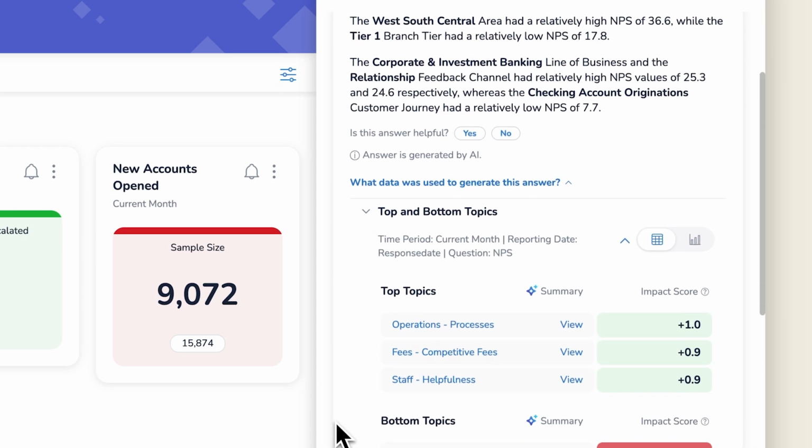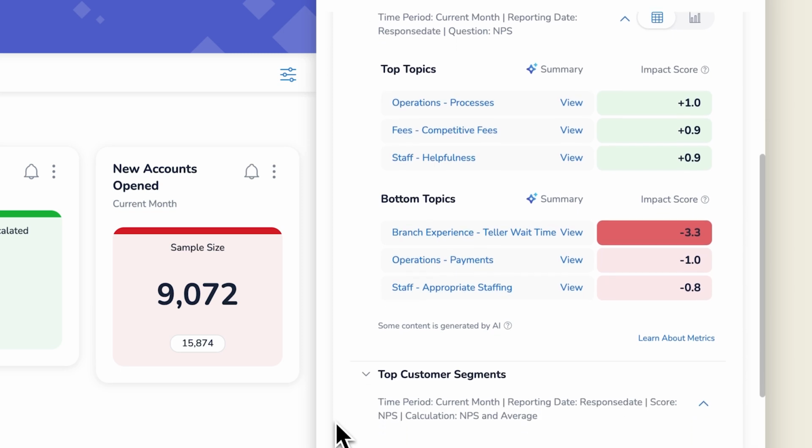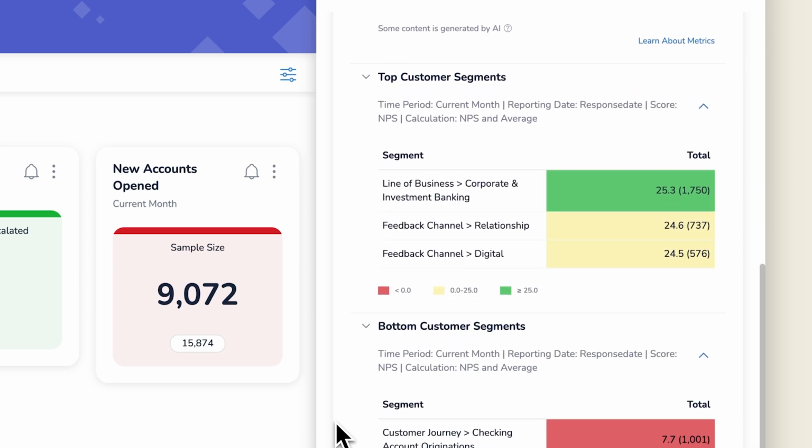All right, big takeaway here. It looks like long wait times and staffing issues are dragging down NPS. But now she's curious about which branches might be pulling down the score, and if there are any specific customer segments that are being affected most.